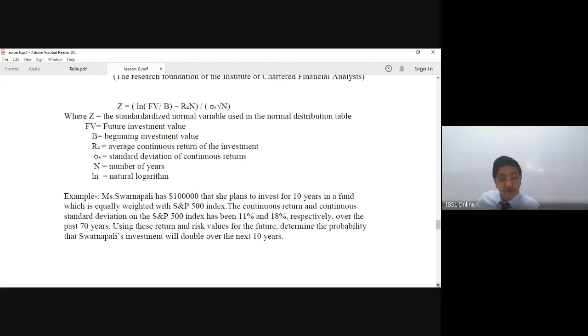Now, equally weighted means we can refer to the S&P 500 index and apply the continuous return and continuous standard deviation of the S&P 500 index for the calculations here. That is the real applicability of that. That is why we put in the question: 10 years in a fund which is equally weighted with the S&P 500 index, and it really has the same characteristics.